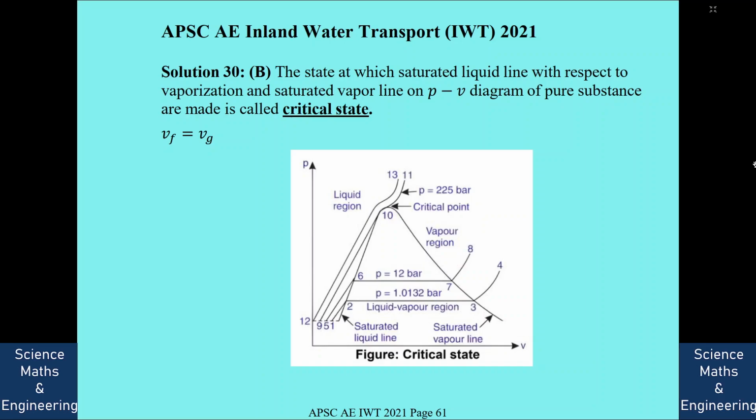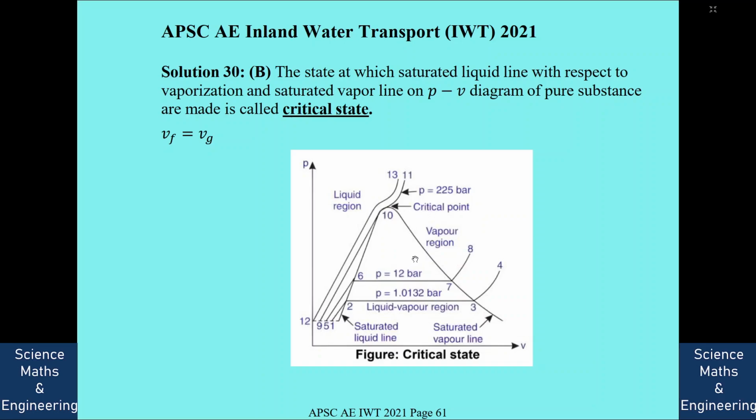So this is the liquid region, this is the saturated liquid line, and this is the saturated vapor line. So the state at which the saturated liquid line with respect to vaporization and the saturated vapor line on the PV diagram meet is the critical state.